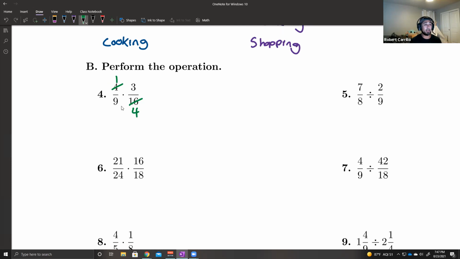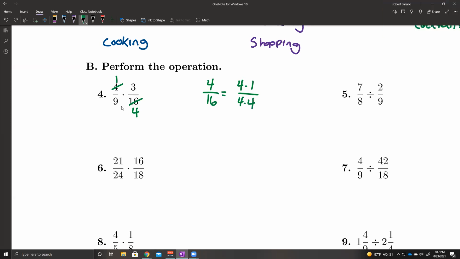And if you need to see that in another light, I'll just write it to the side here. What we did was say 4 over 16, and then I'm going to break this down into factors. So 4, I'm just going to write as 4 times 1. 16, I'm going to write as 4 times 4. And we see that now I can cancel those 4s.